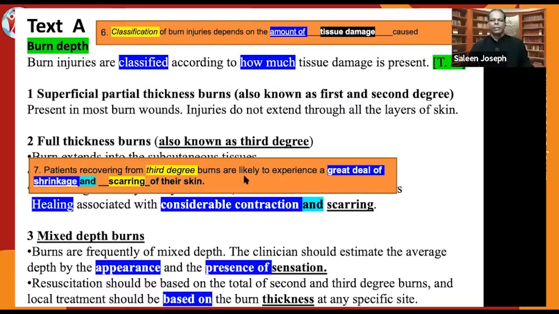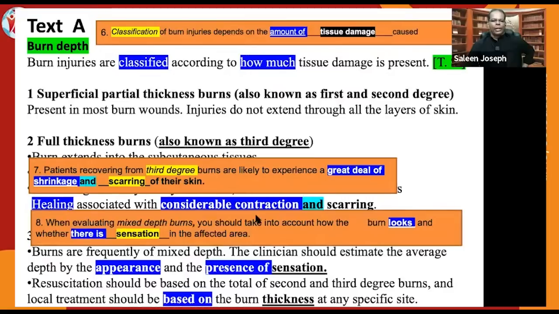Second one. Patients recovering from third degree burns are likely to experience a great deal of shrinkage and scarring of their skin. Third degree, where is third degree? Immediately, as you see third degree, you just come here. Number 2, this one. So immediately you come here to find the answer. Patients recovering, healing. The synonym used is recovering. From third degree burns are likely to experience a great deal of shrinkage, considerable contraction, and scarring of their skin. Usually, with and or conjunctions they test you.